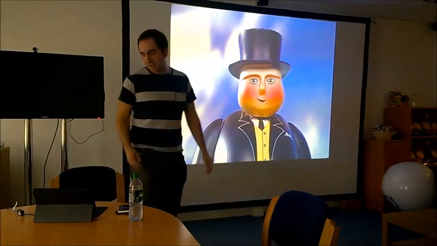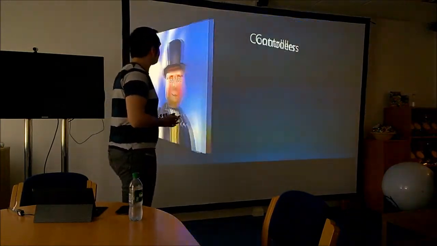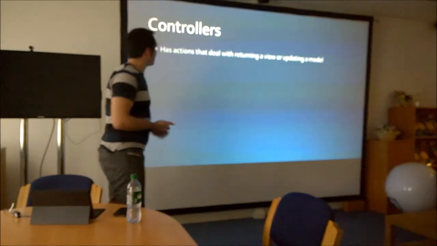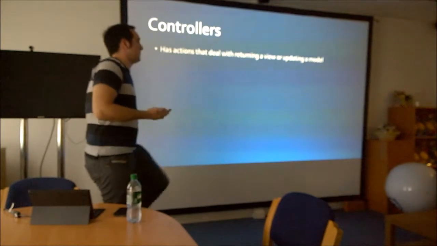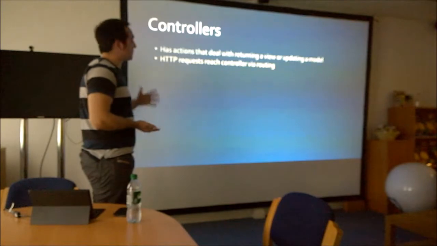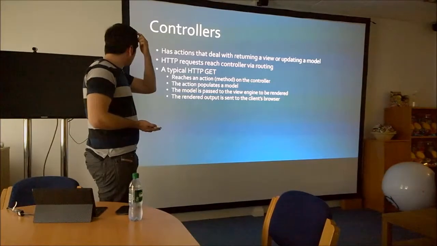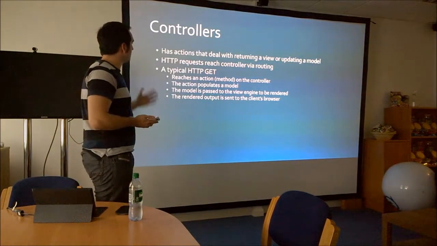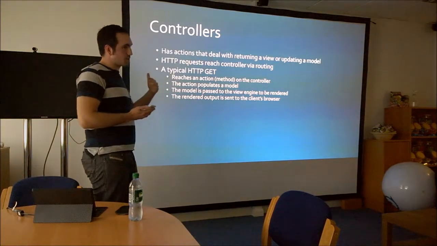Okay. We have a controller. It has actions that deal with returning a view or updating the model. An action is basically a method, which is the name given on a controller. So an HTTP request reaches the controller through routing, which we will speak about soon. A typical HTTP GET, if you open your browser and navigate to a web page, would reach an action on the controller based on the URL.